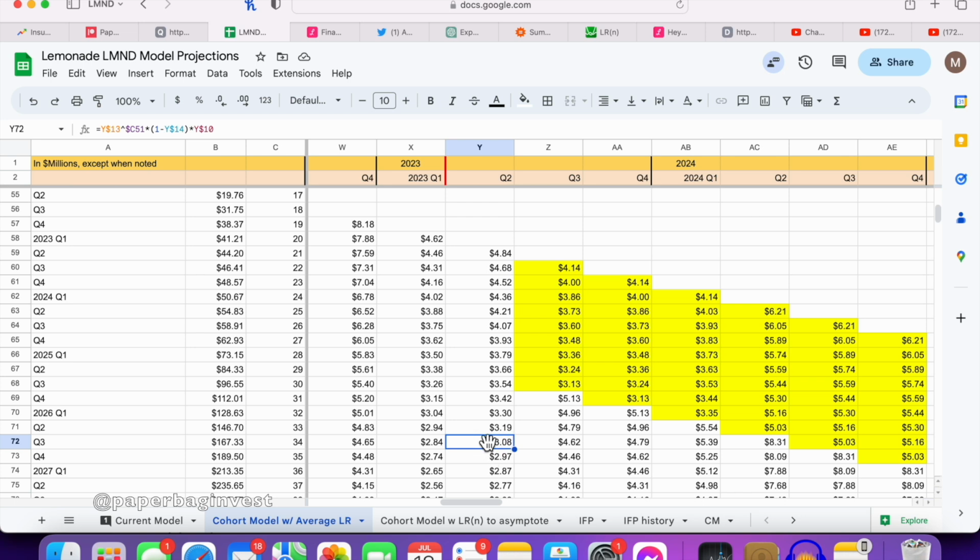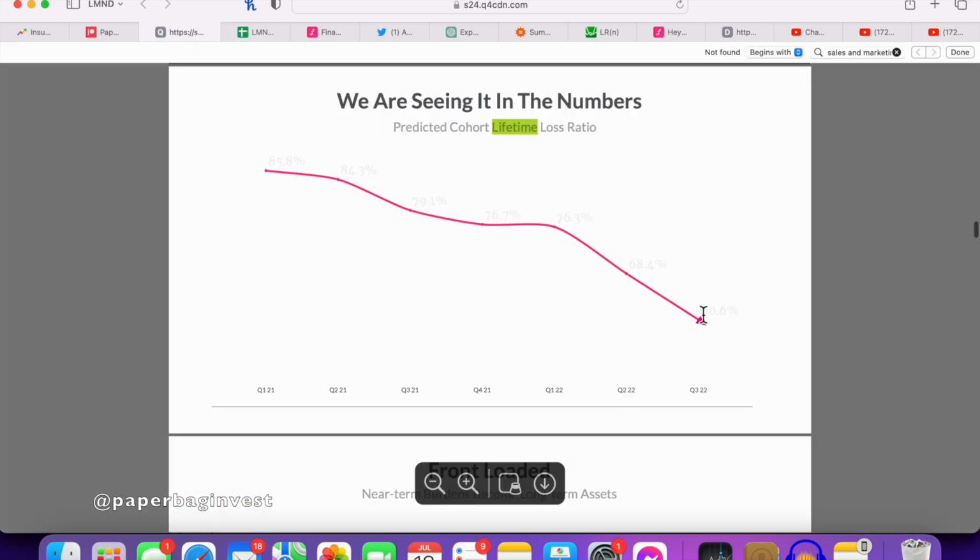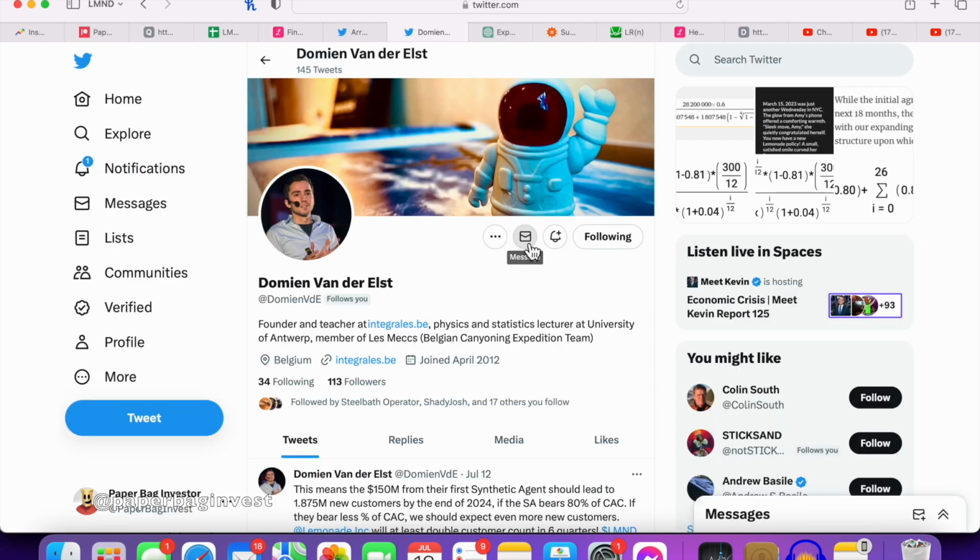We also could maybe take a guess on where the loss ratio is starting for some of the quarters, at least going into the future, based on some of the slides at Investor Day. And we also know some of these average lifetime values, which can help us calculate what a curve might look like. And I was chatting with Domine on Twitter about what this function might look like.